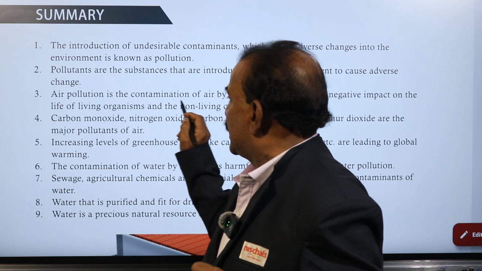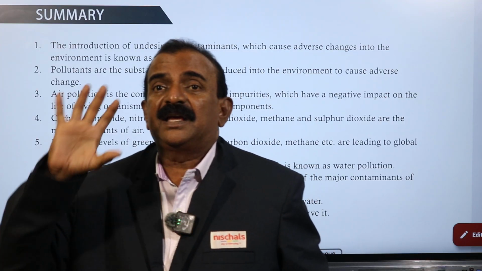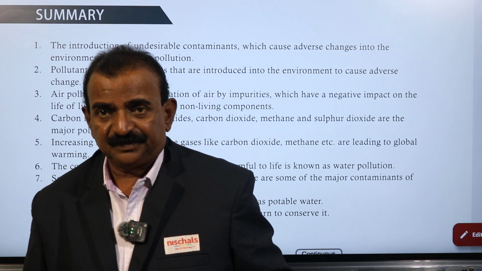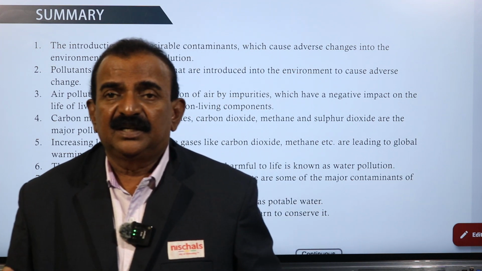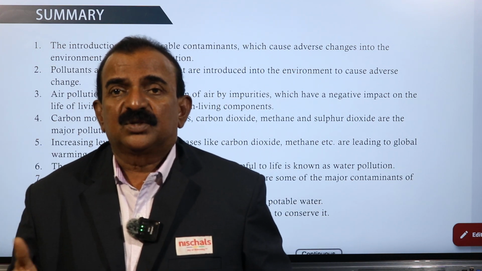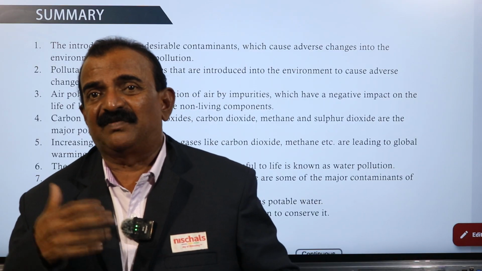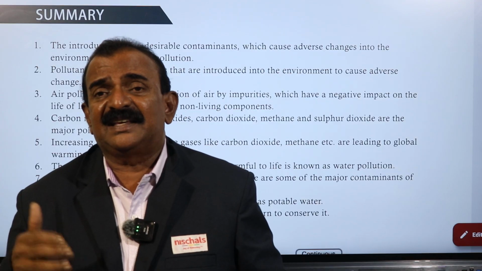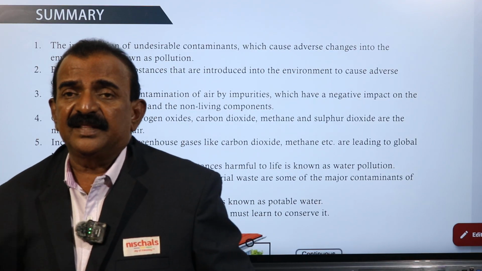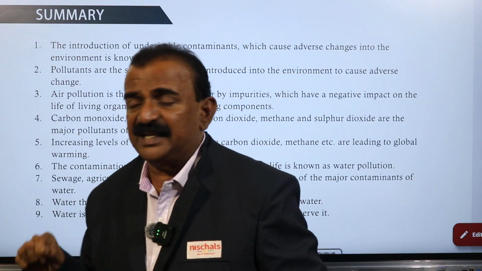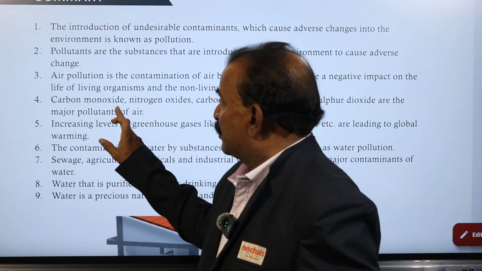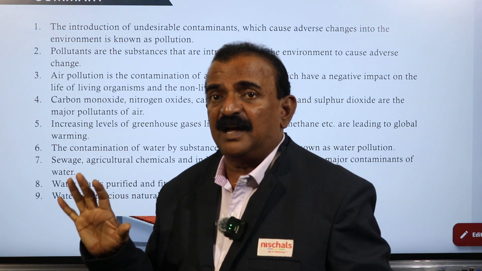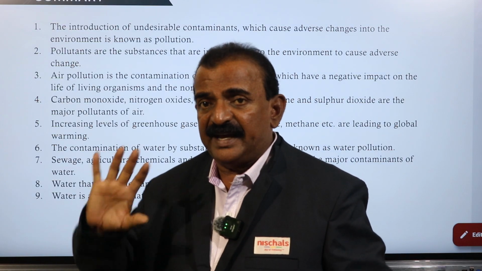Air pollution is the contamination of the air by the release of gases, through chimneys, oil refineries, and vehicles. Carbon dioxide, carbon monoxide, sulfur dioxide, nitrogen dioxide, and methane are released into the air, and thereby the air gets polluted. That is called air pollution. These are the main pollutants causing air pollution.